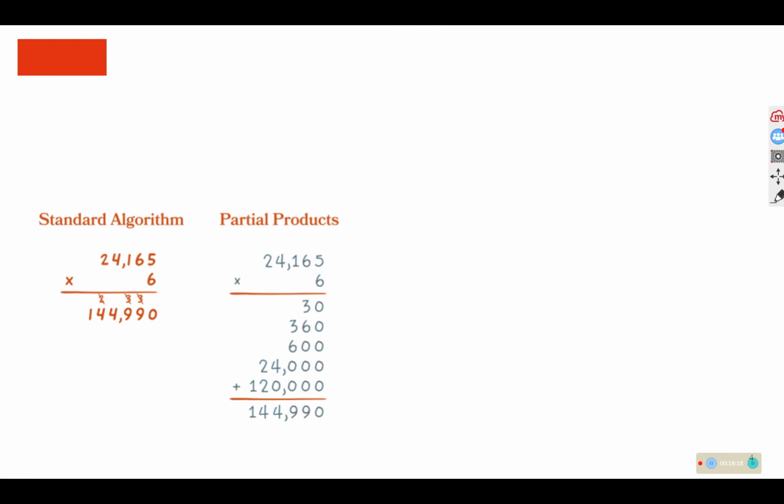The partial product method is the same process, but instead of carrying and adding to it, they do each line separately. So 6 times 5, 6 times 60, because it's in the tens place, 6 times 100, 6 times 4,000, and then 6 times 20,000, and add all of those together.